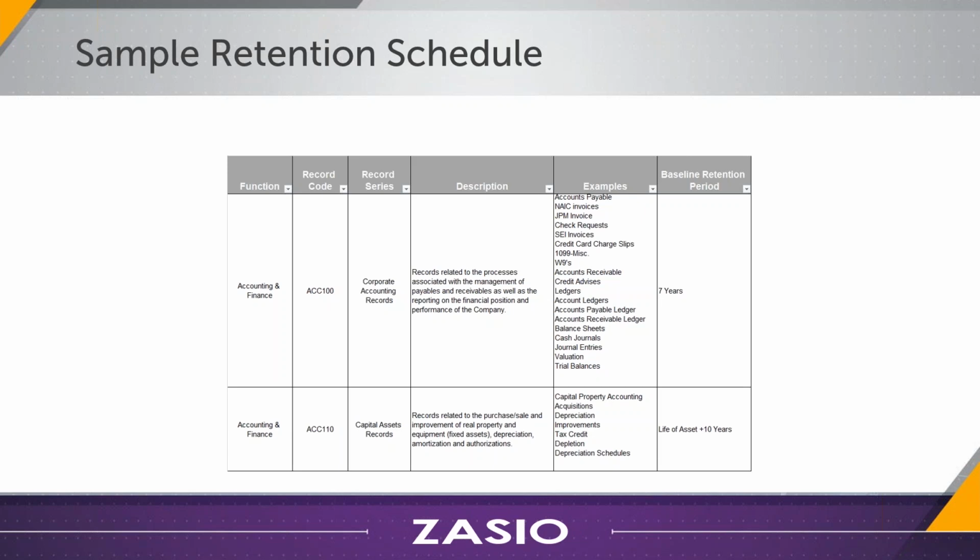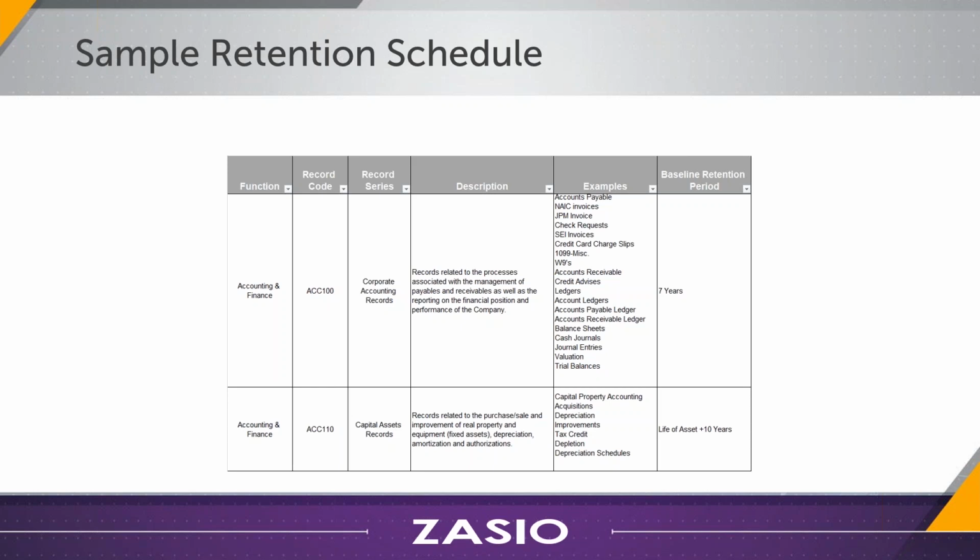For ACC 110, however, we have a more complicated trigger. We have life of asset plus 10 years. And we use that trigger because records for a property might still be relevant long into the future. You know, a building might have a 30-year useful life. So rather than trying to pick a fixed period, we use the trigger life of assets so that way we can keep the records at least as long as we own the asset, but plus a period of years. In this case, we've selected 10.